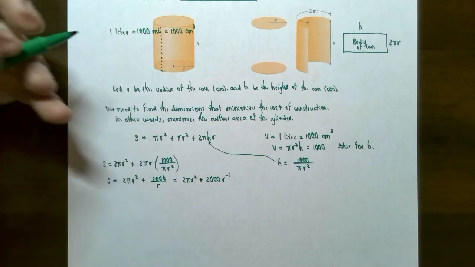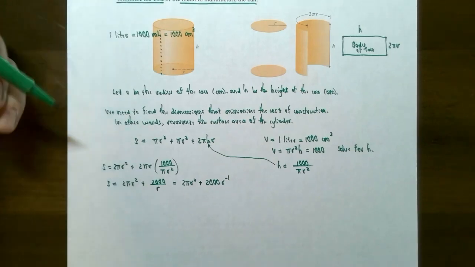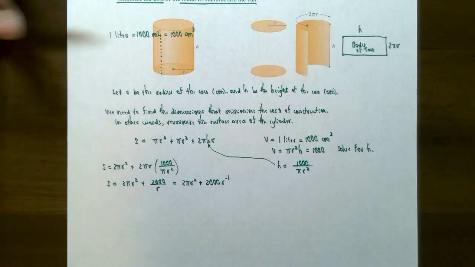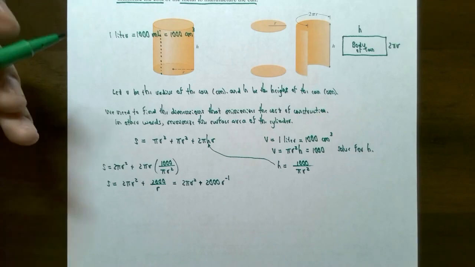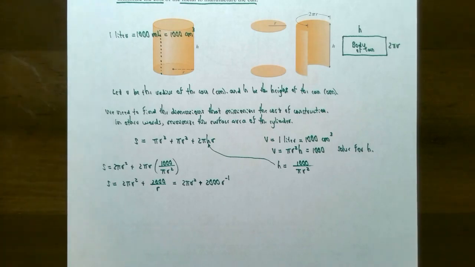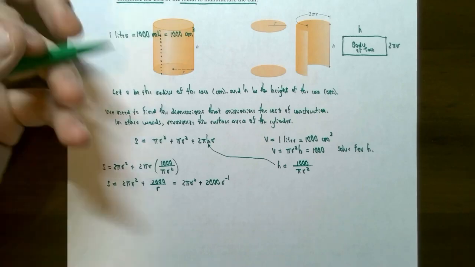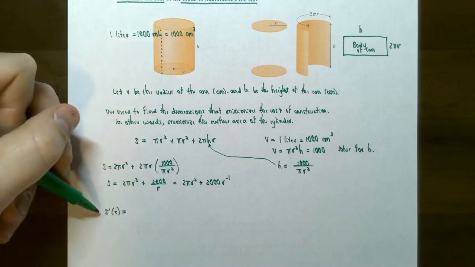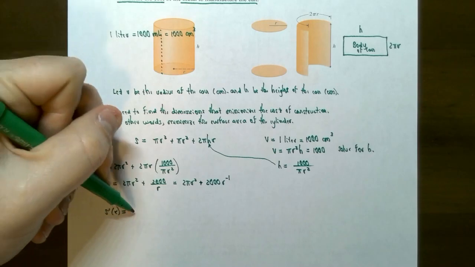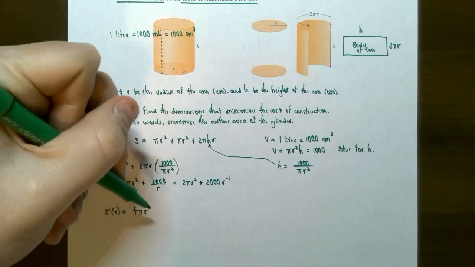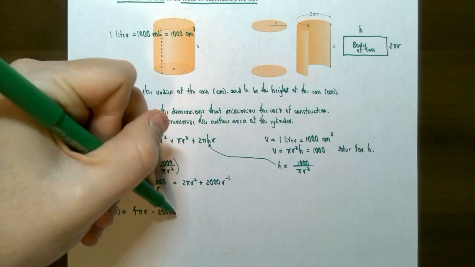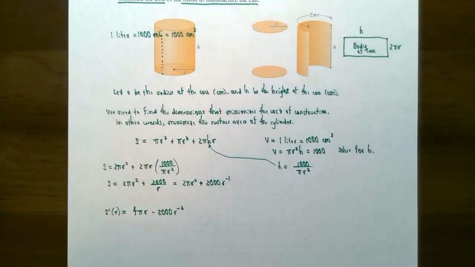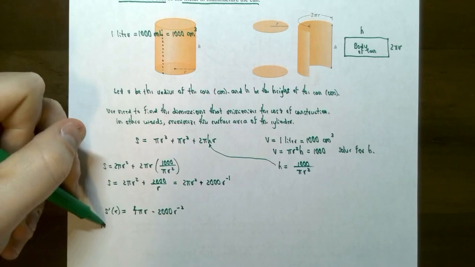And now you need to find the critical numbers. The local maximum or local minimum, in this case what we're trying to find, will only occur at a critical number. Finding a critical number doesn't necessarily mean it's a minimum or a maximum. It just means the local max or min can only occur at a critical number. So the derivative, where r is the variable, so S prime of r, will give us 4 pi r minus 2,000 r to the negative second. So we need to find the critical numbers.